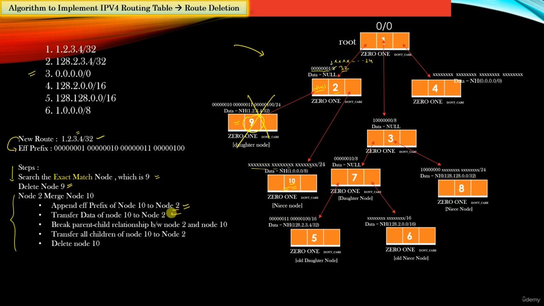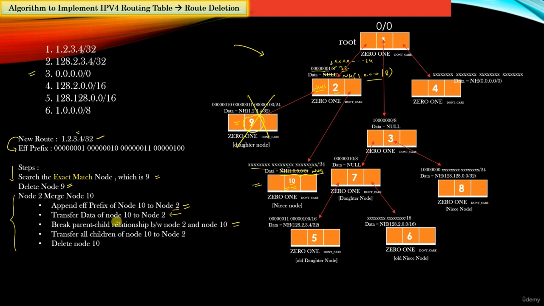Then the second step is to transfer the data of node 10 to node 2. Here node 10 has the data which is the next hop of 1.0.0.0/8, that is, a pointer to some object in memory which represents the next hop. So simply transfer this data to the parent, which is node 2. The data part of node 2 becomes the next hop of 1.0.0.0/8. That is, the next hop of the route 1.0.0.0/8 has been moved from node 10 to node 2.